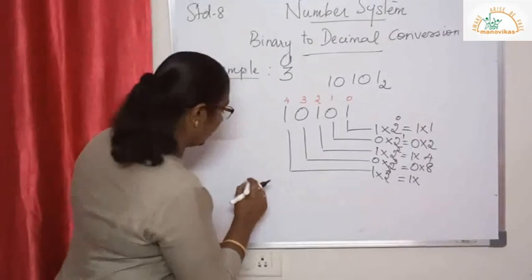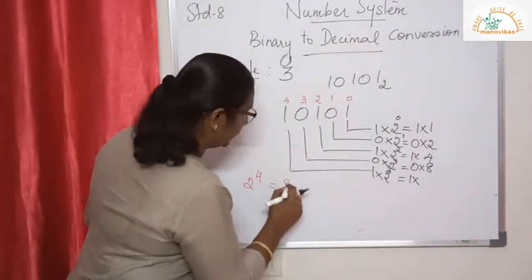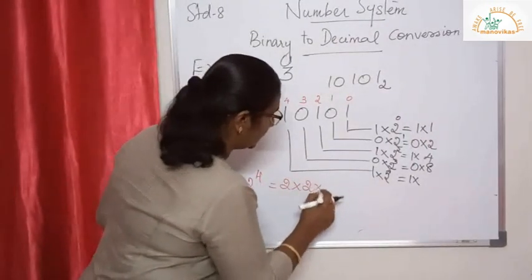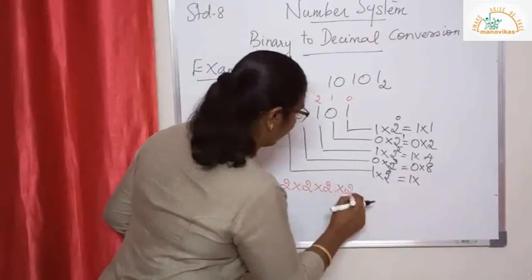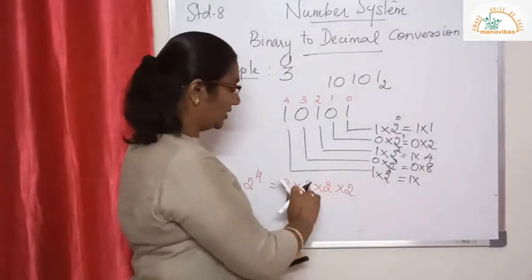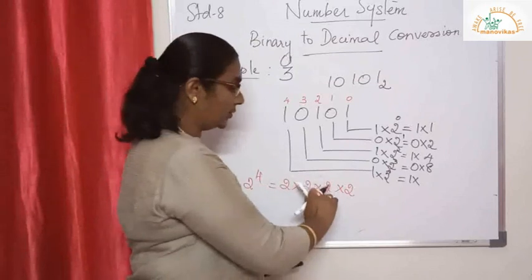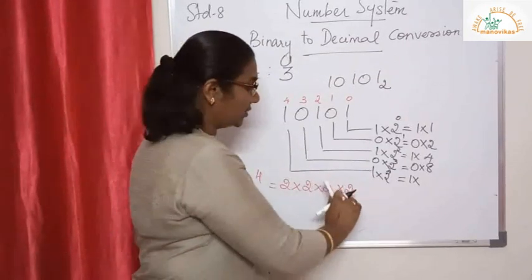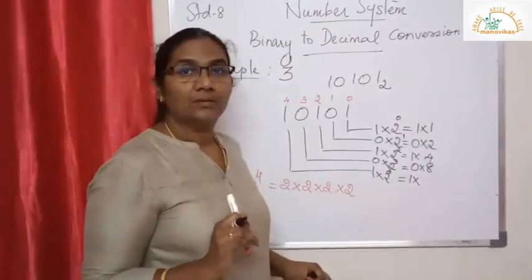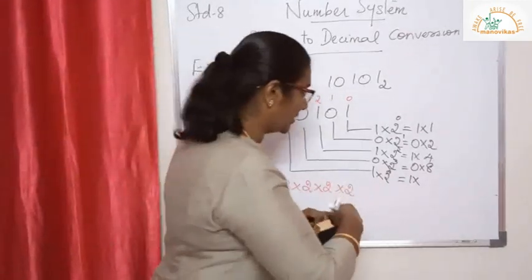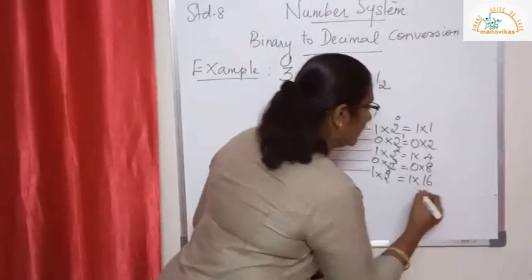2 to the power of 4 means 2 into 2 into 2 into 2. That is 2 into 2 is equal to 4. 4 into 2 is equal to 8. And 8 into 2 is equal to 16. So your answer is 16 here.